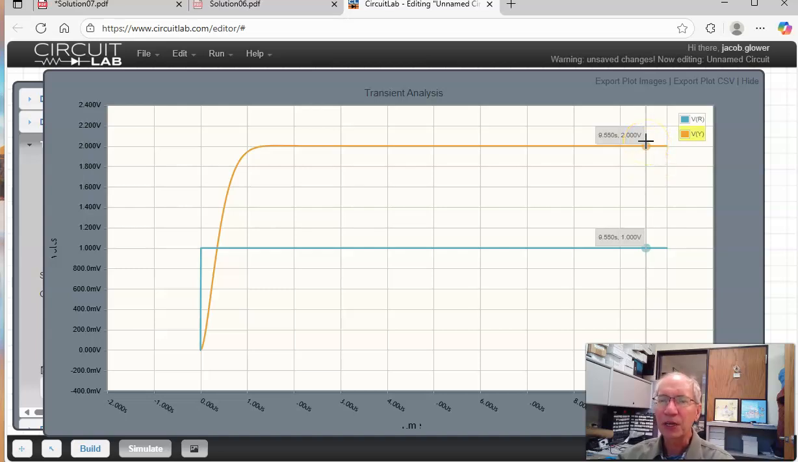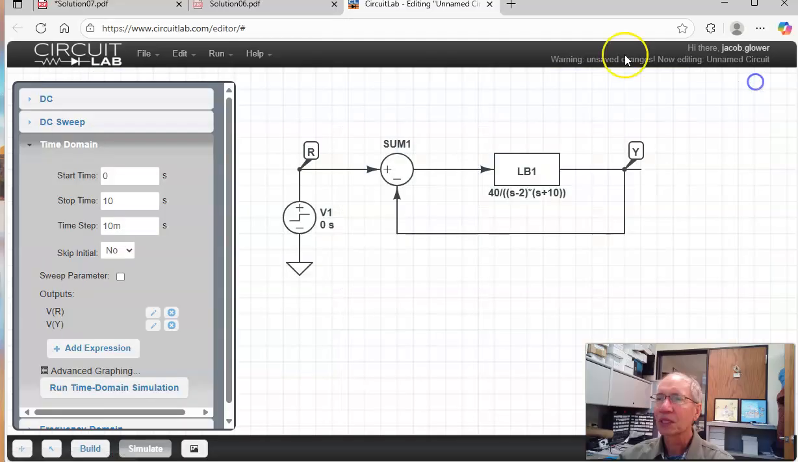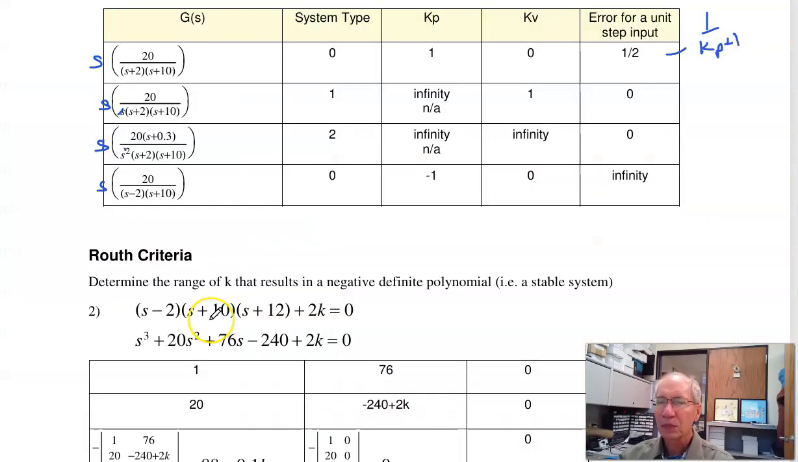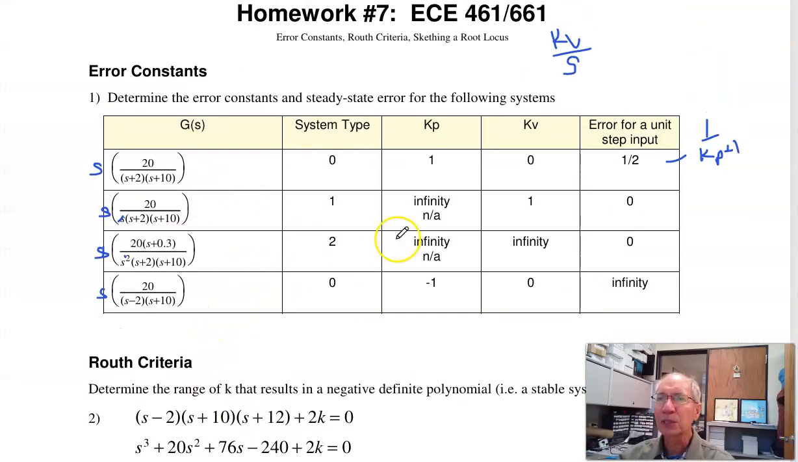So you can have negative error constants. Positive error means I'm short of the output. A negative error means I overshot it. Can happen. On the homework, I didn't expect you to simulate it in Circuit Lab, but if you want to see what's going on, you can.